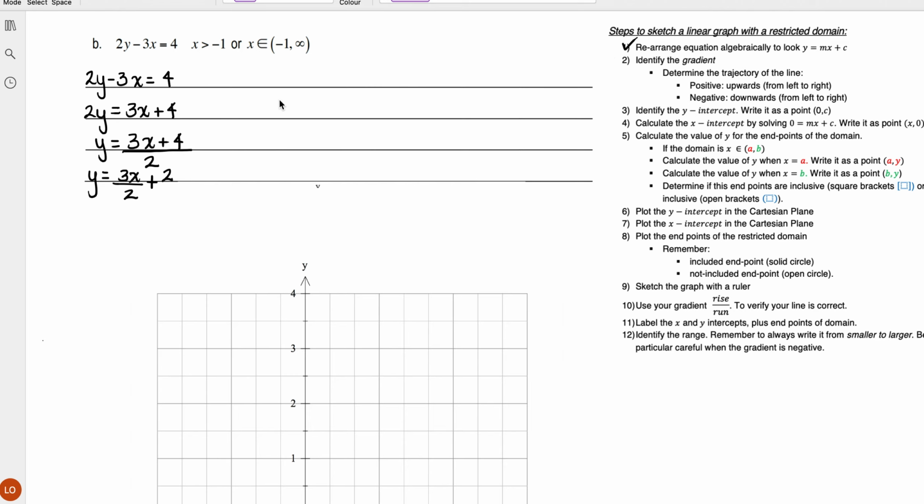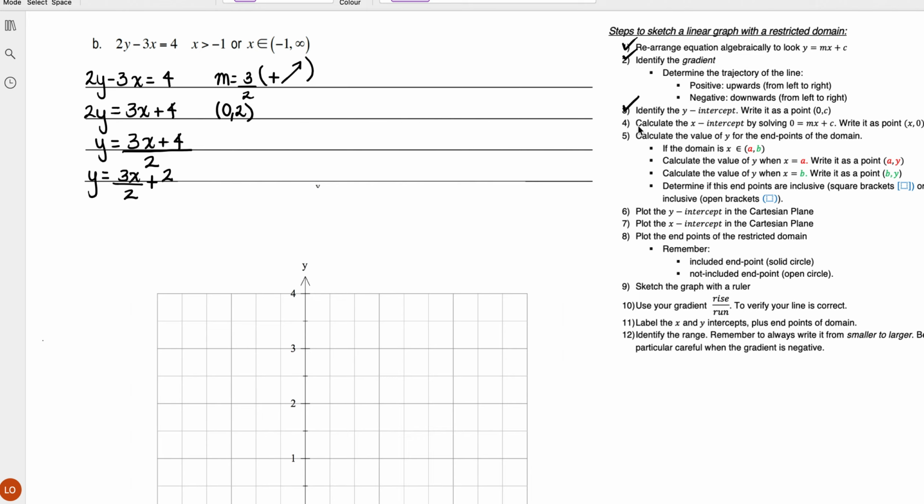Then it says, identify the gradient. So what is my gradient? My gradient is going to be 3 halves. It is positive, and then 4 going upwards. I can write it like this, or I can say it's going upwards. There you go. Good. Identify the y-intercept. So my y-intercept is going to be 2, and I'm going to write it as a point. So it's going to be (0, 2). I have my y-intercept there identified. Good.